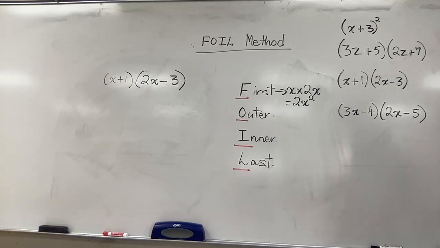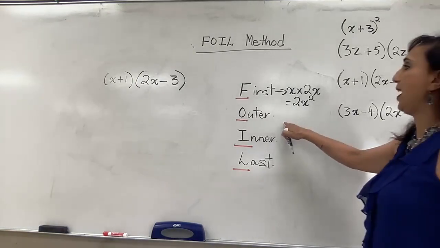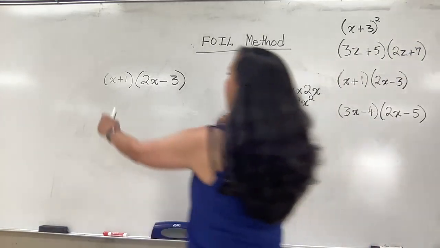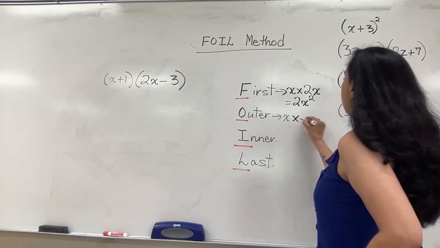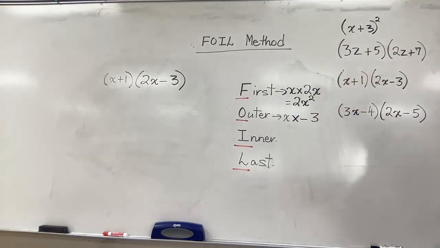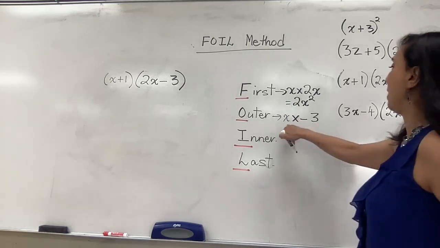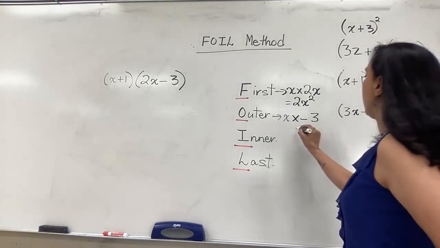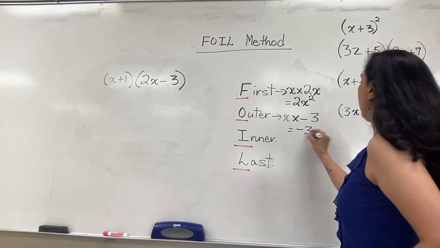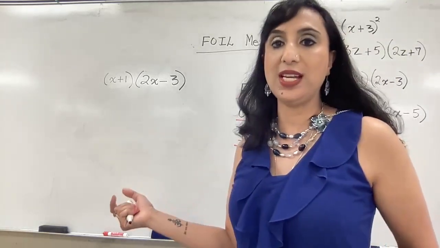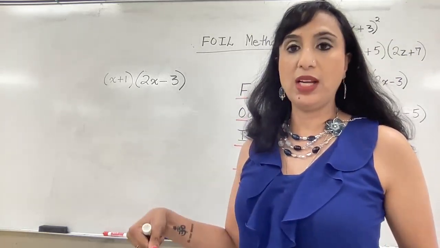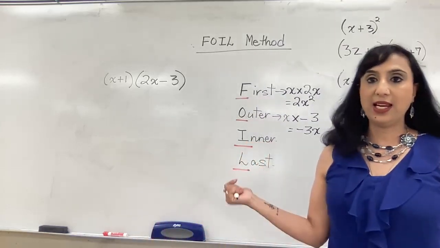Then we are going to look at the next part, which is the outer. And the outer, I have x times negative 3. Okay, so since this is negative times positive, my answer is going to be negative 3x. Because if it says x, that means the coefficient is 1. So negative 3 times 1 gives me a negative product and then x.